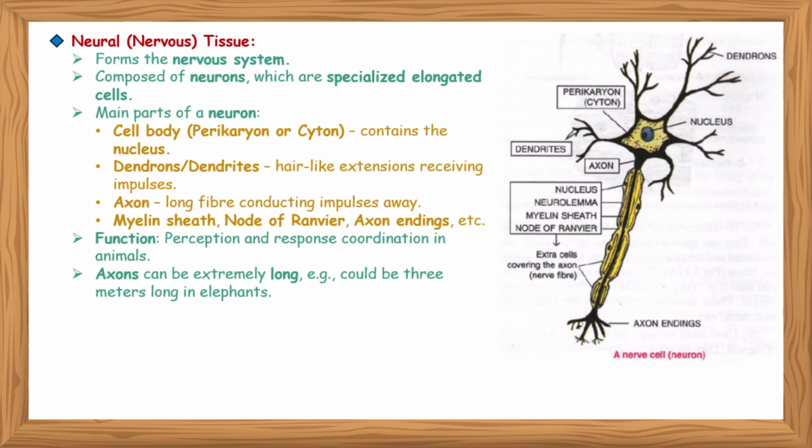Neural tissue or nerve tissue forms the nervous system, composed of neurons, which are specialized elongated cells. This is the image of a nerve cell or neuron. Its main parts include the cell body, that is the perikaryon or cyton or soma, which contains the nucleus. Dendron or dendrites are hair-like extensions receiving impulses. The axon is a long fiber conducting impulses away. And there are the myelin sheath, nodes of Ranvier, axon endings, etc. Function: perception and response, coordination in animals. The axons can be extremely long, up to 3 meters long in elephants.